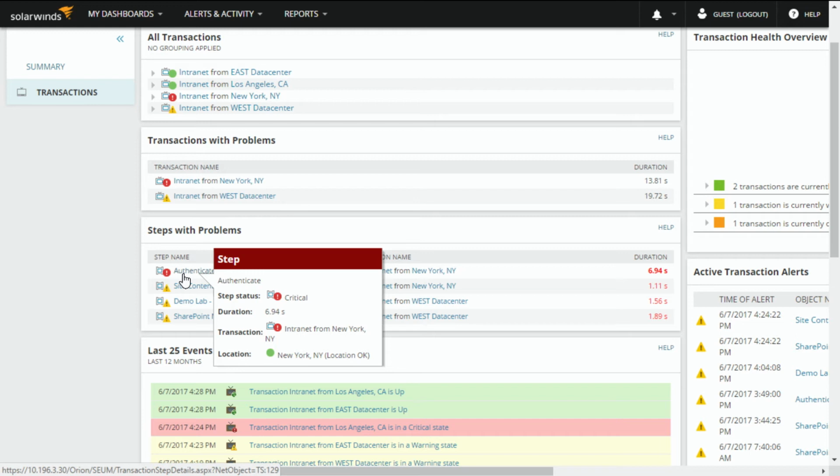So we know that there's a problem with the authentication step that's happening within the website, and that's likely where our problem exists. So now we can go to the SharePoint administrator, to the web administrator, and we can say, hey, we found a problem within this particular step. We know that the users are having a problem with response. We need you to take a look at the actual code and determine where that problem exists.